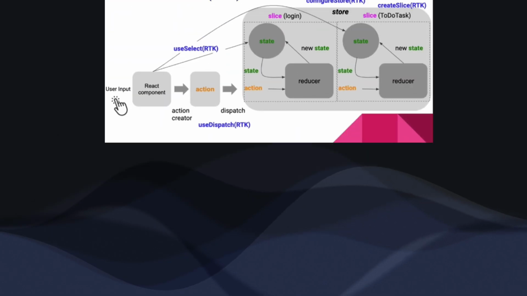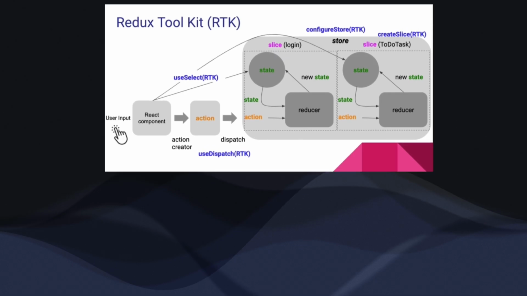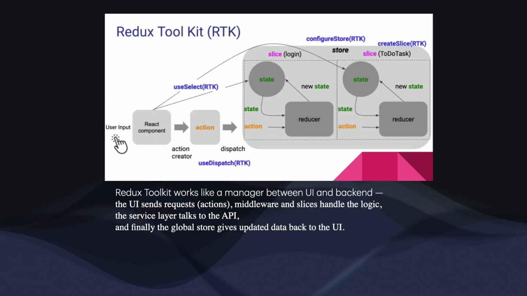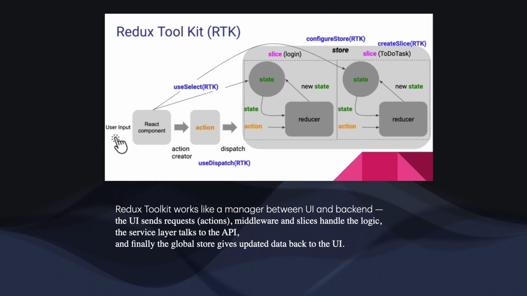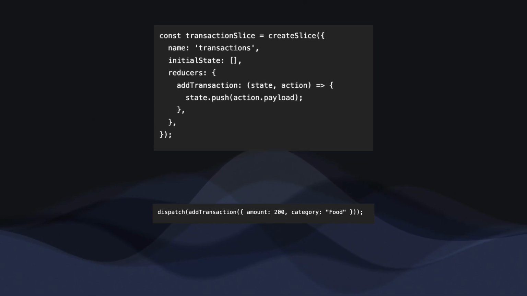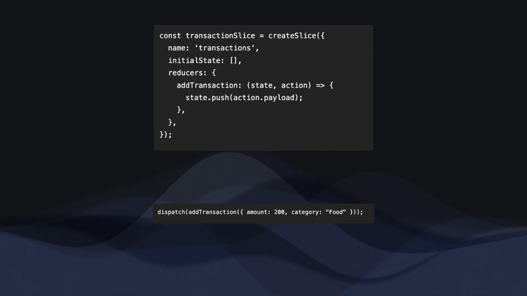I created a separate transaction slice that handled all actions, like adding, deleting, or clearing transactions. Each transaction had properties like ID, amount, type, income or expense, category, and date. With Redux Toolkit, I didn't have to manually create action types or reducers. Everything came bundled through createSlice. That made the code much cleaner and easier to maintain. For example, when the user added a new transaction, I simply dispatched an action, and Redux Toolkit automatically updated the global state.